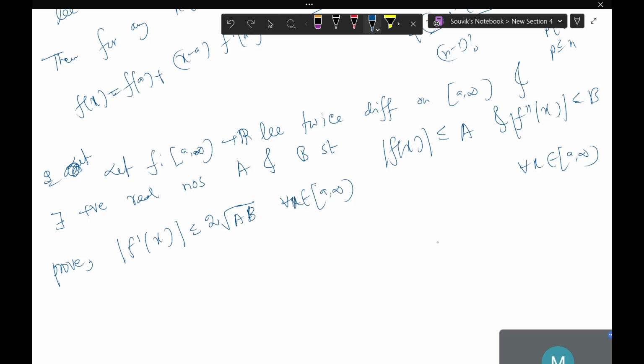Sorry for my bad handwriting, but I hope you can understand. The question is: if f is a map from [a, infinity) to R, differentiable on that domain, and suppose there exist positive real numbers A and B such that |f(x)| ≤ A and |f''(x)| ≤ B, we need to show that |f'(x)| ≤ 2√(AB). Only use Taylor's theorem.